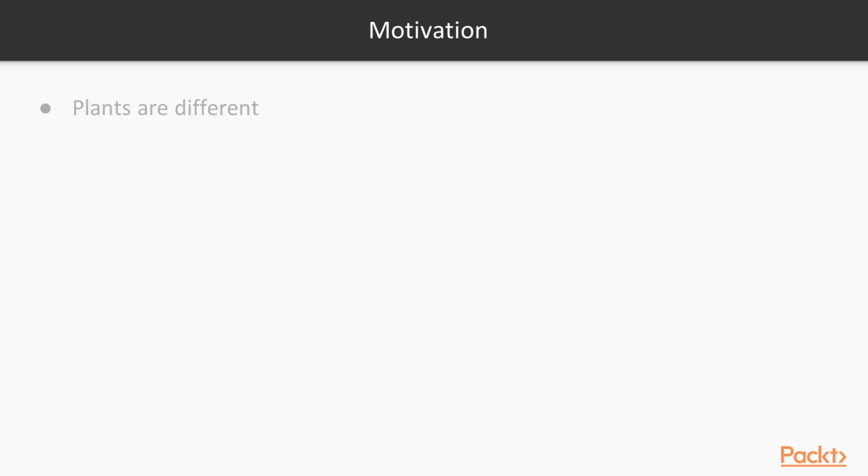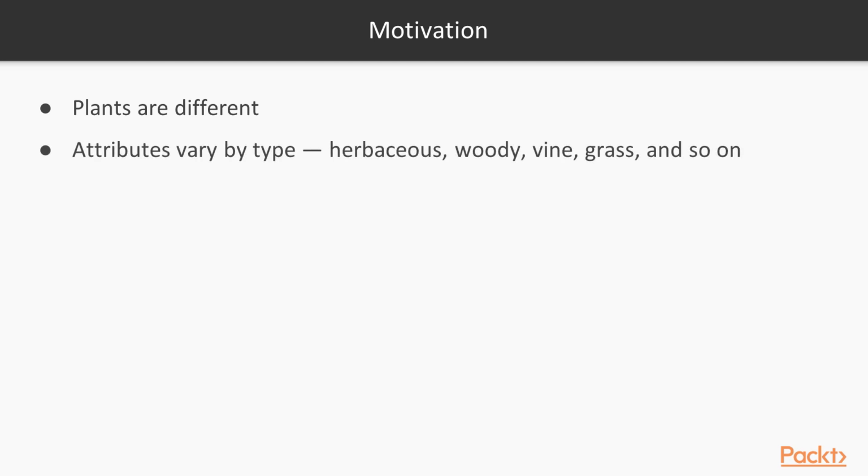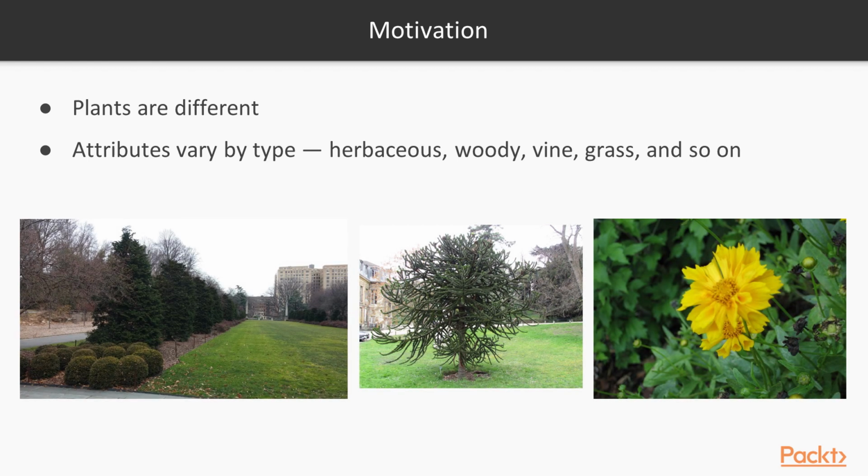Let's consider the motivation for the decorator pattern in our example. We have to keep in mind that plants are different. They have a lot of things in common, like genus, species, cultivar, and common name. But when we look at the types of plants, we can think about herbaceous plants like flowers, annuals, and perennials. We can think about woody plants like trees and shrubs. Then we can think about vines and grasses and many other types of plants.